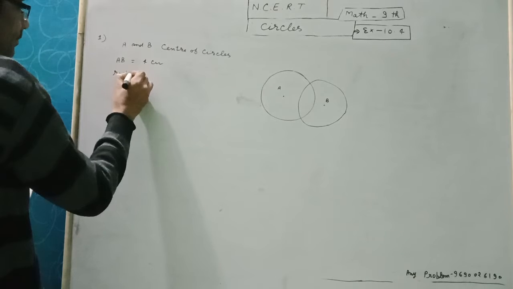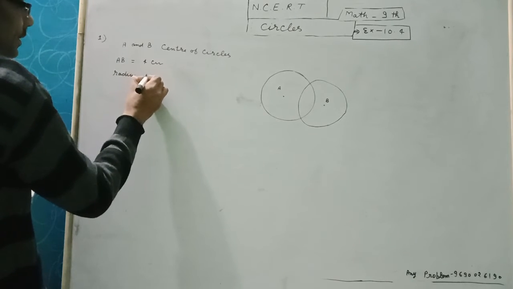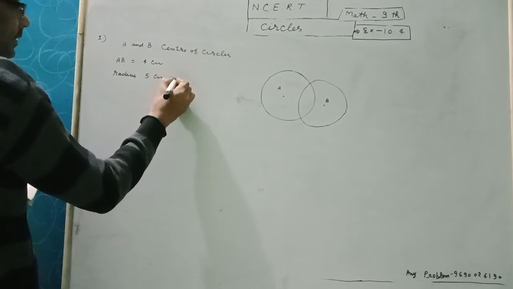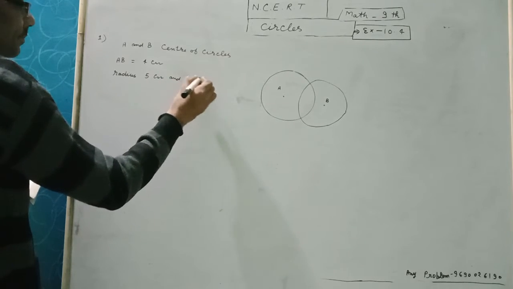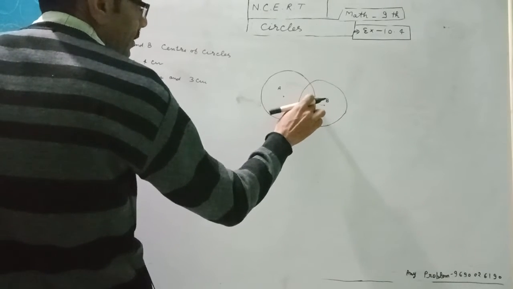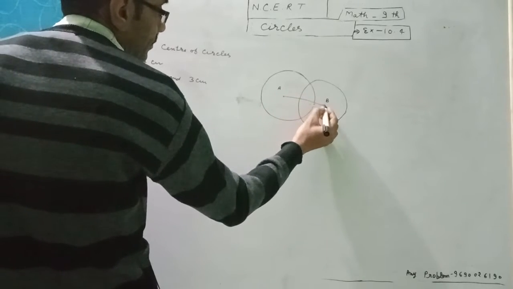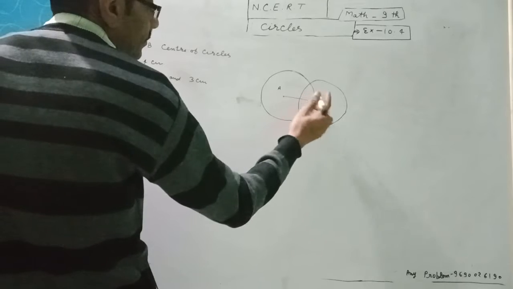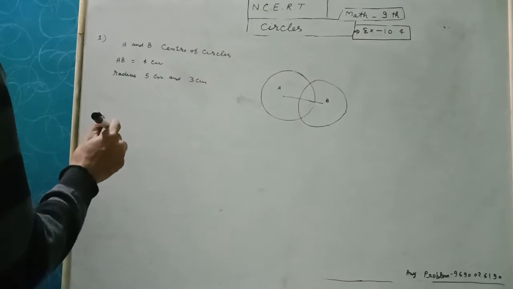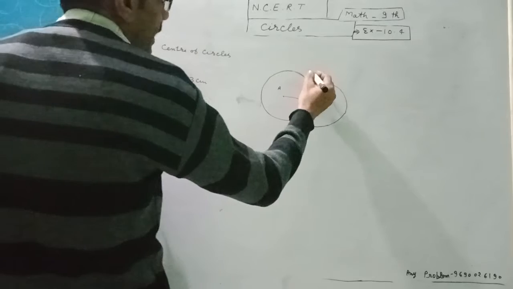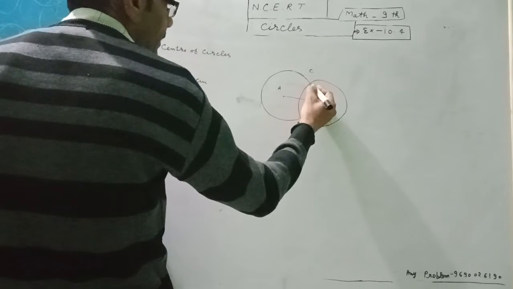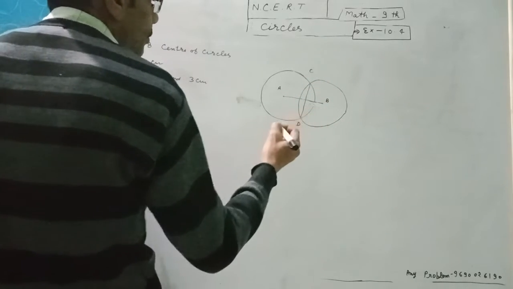The radii are 5 cm and 3 cm. The distance between the two centers AB is 4 cm. The circles intersect at two points C and D. Find the length of the common chord CD.